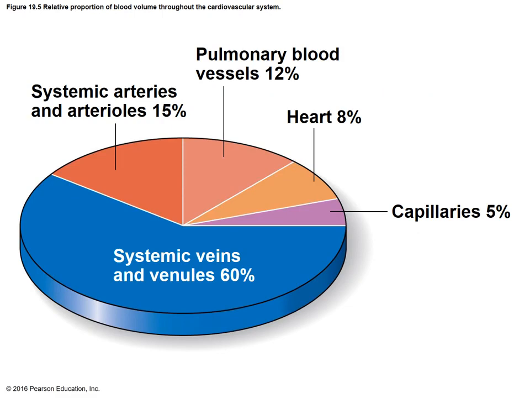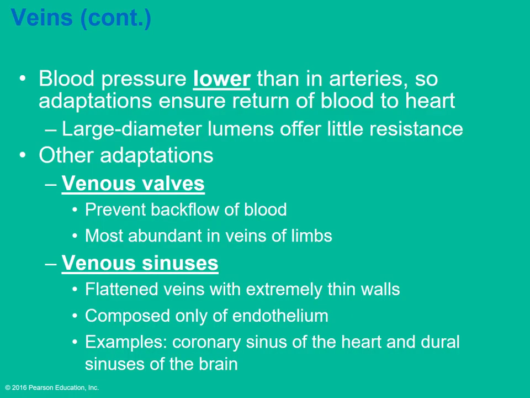This pie chart is showing you the proportion of the volume of blood that's in the vascular system in terms of comparing how much blood is going to be in the heart versus in the capillaries. And as you can see, most of the blood, about 60%, will be in the veins and the venules of the systemic circulatory system. As I said, the blood pressure is going to be lower in the veins. So there have to be some adaptations here to help keep the blood flowing.